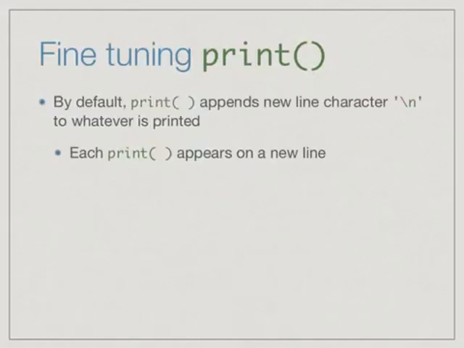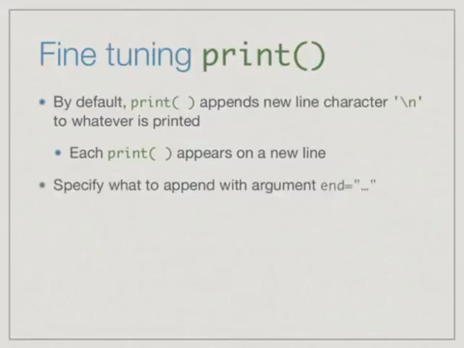By default, print appends a new line whenever it is executed. In other words, every print statement we have written so far appears on a new line because the previous print statement implicitly moves the output to a new line. Now, if we want to control this, we can use an optional argument called end.